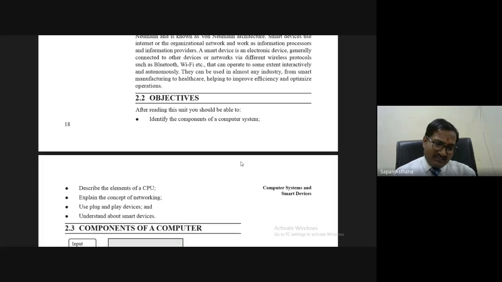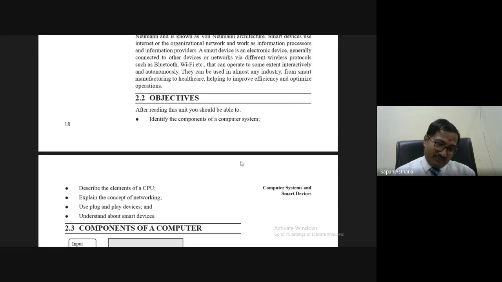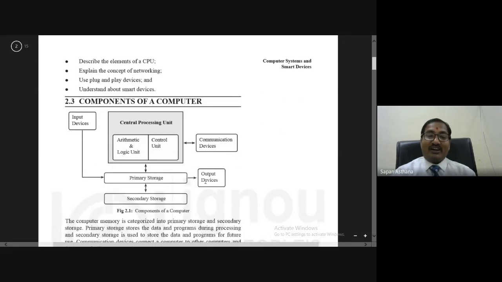Suppose our manager as of today is spending more than 80% of his time in the information system. When he rises in the morning, from WhatsApp to late evening, various social media, everything is a product of information technology. So you must know what these things are, how they work, and fundamentally our computer system. First of all, you know, because your mobile is also a computer system, a small computer.